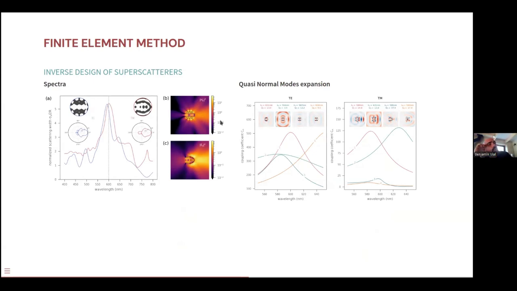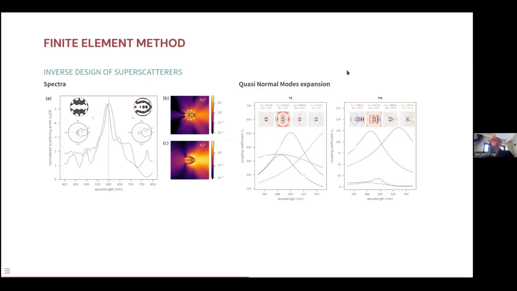And then we did, with our code as well, a quasi-normal mode expansion. The quasi-normal modes are modes of open systems. And we computed the modes of the optimized structures. I didn't say it, but this is silicon and silica distributed in this region. We did a modal analysis and found a couple of modes, 4 modes that are relevant for describing what is happening.